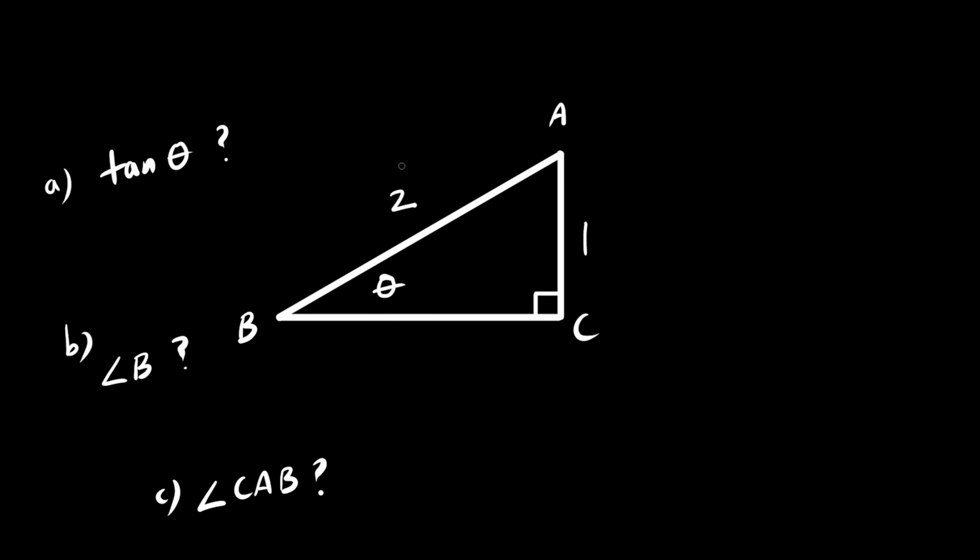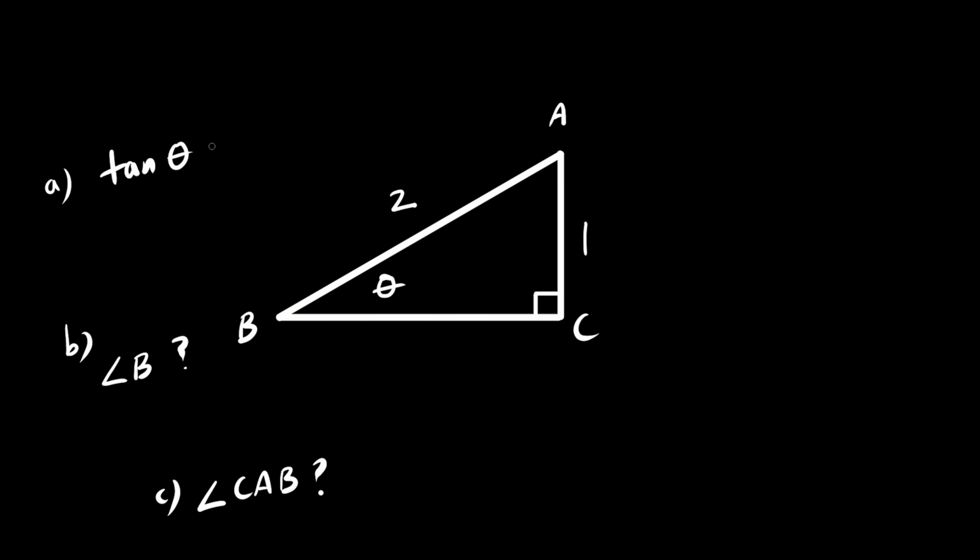Okay, so now we have a new triangle. We have a 1, 2, and some unknown side triangle. And I can see that there's some letters here, A, B, C. And these capital letters, A, B, C, refer to the angles. And the question here is, what is tan theta?